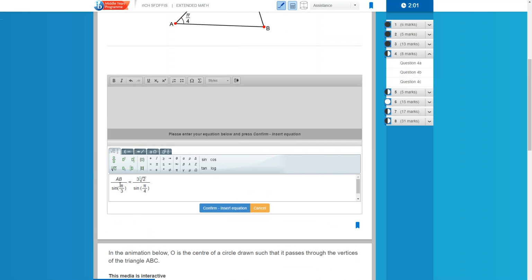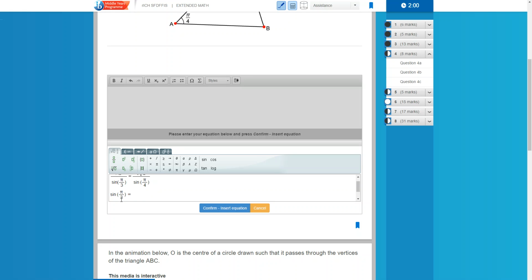So what we're trying to work out is AB. Most of you actually did this, as far as I remember. What is sine of pi over 3? What does that equal to? That's an exact value. What is pi over 3 in degrees? What's sine of 60?